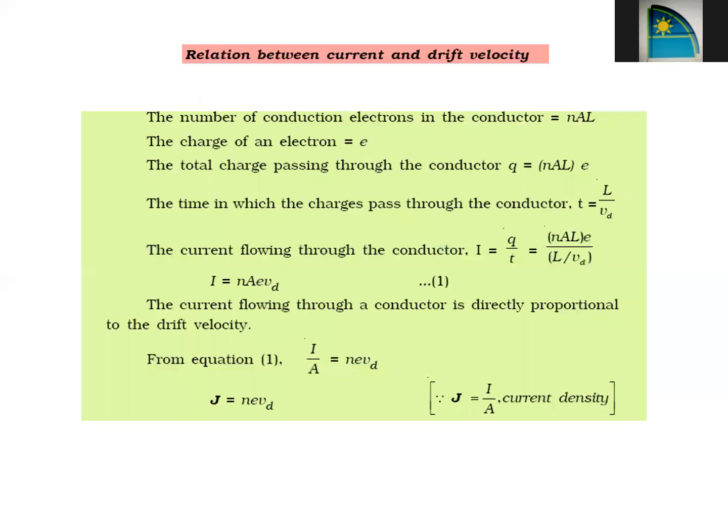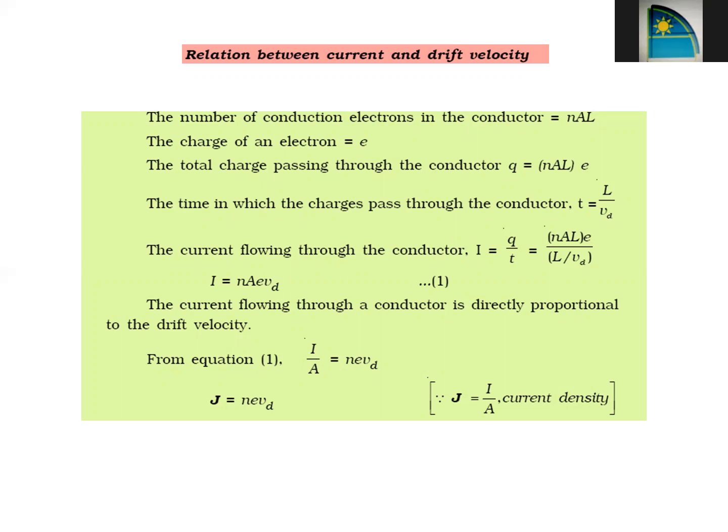Now, since we have already derived the relation between drift velocity, acceleration and relaxation time, let us try to understand the relation between current and drift velocity. Here we will consider, let us say, one cylindrical wire which carries some electrons. The total number of electrons would obviously be in the volume of that given wire. So N is the number of electrons, A is the area of that wire, and L is the length of the wire through which electrons are going.